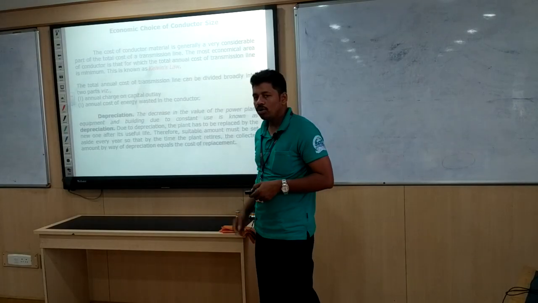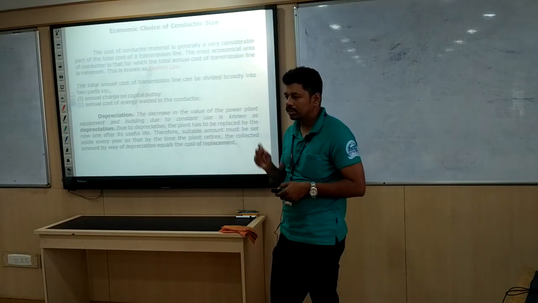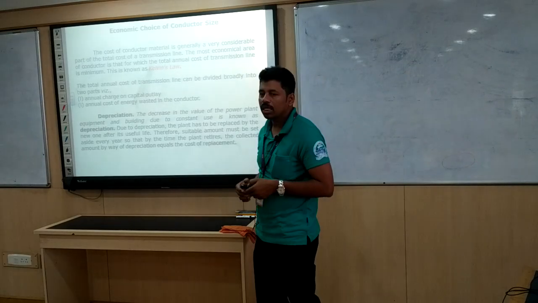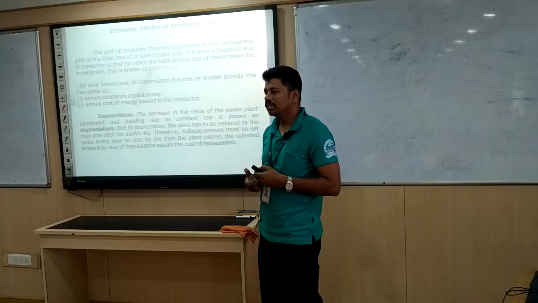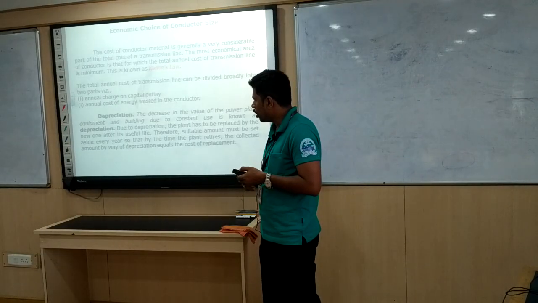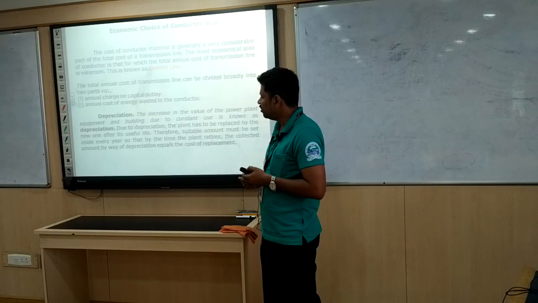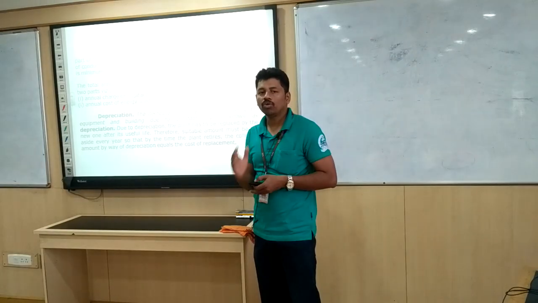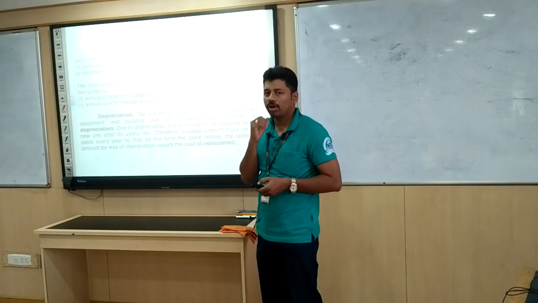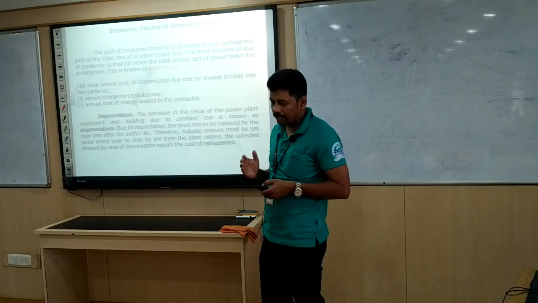Then, how do we optimally choose the size of the conductor? That's the next point. The economic choice of conductor is based on Kelvin's law. What Kelvin's law states is that whenever the annual charge on the capital outlay and the annual cost of energy wasted meet at a particular point, that is the operating point where you choose the cross section of the conductor.